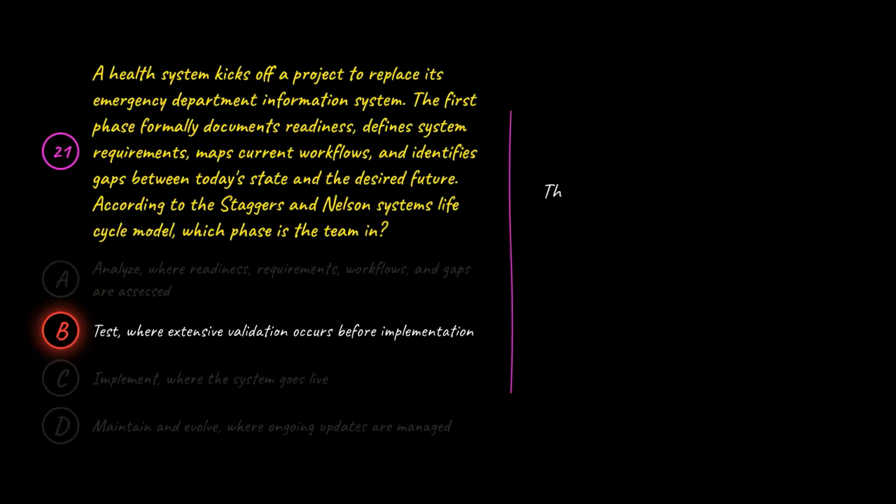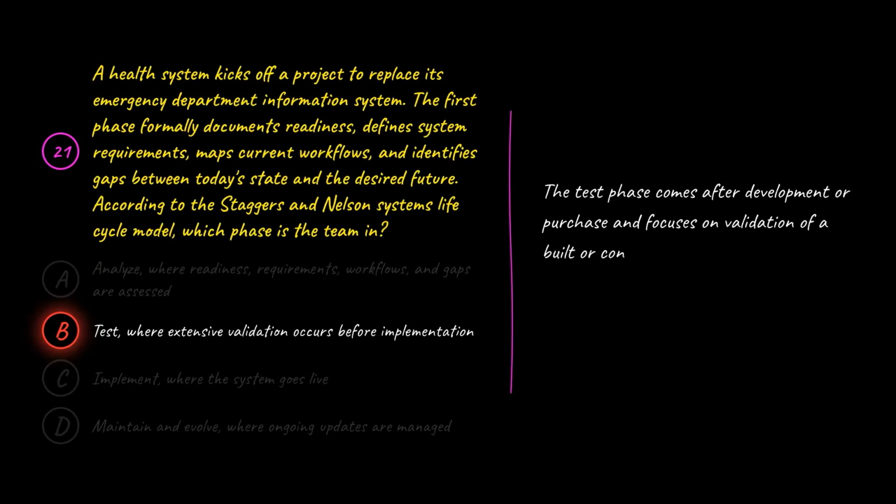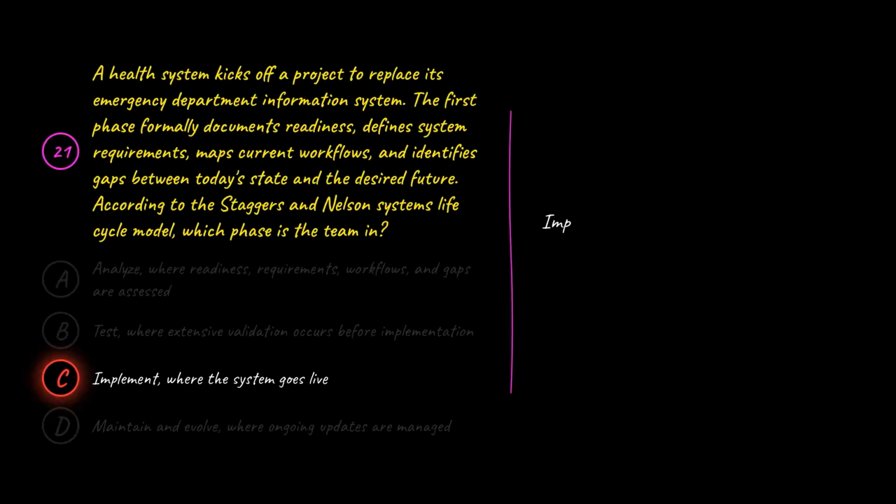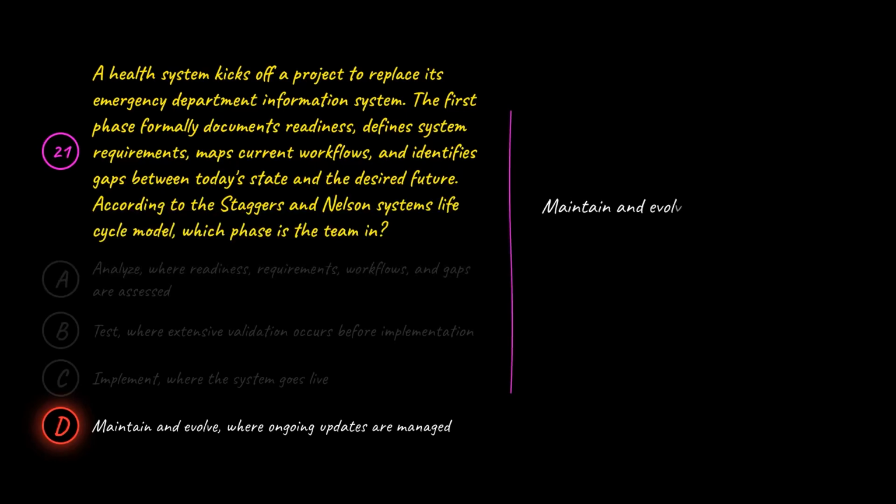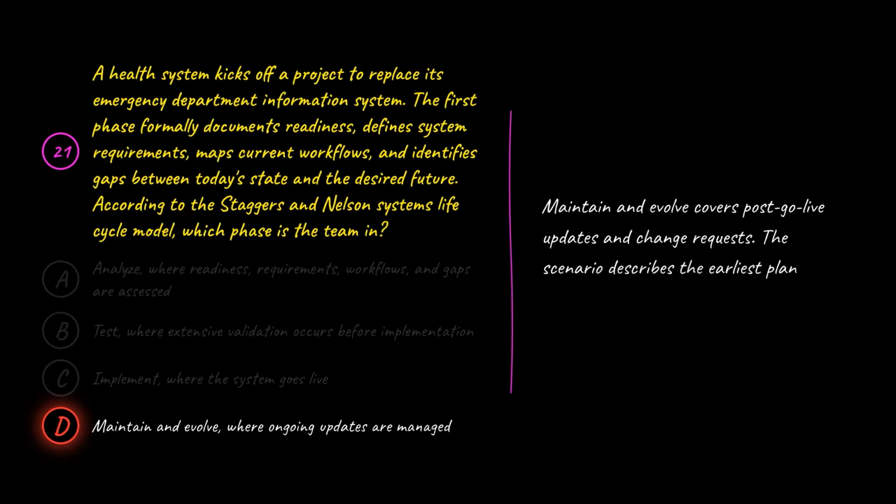B is wrong because the test phase comes after development or purchase and focuses on validation of a built or configured system. The team in the scenario has not yet defined what to build. C is wrong because implement is the go-live phase. The team is at the very start, not deploying anything. D is wrong because maintain and evolve covers post-go-live updates and change requests. The scenario describes the earliest planning work, not steady-state maintenance.